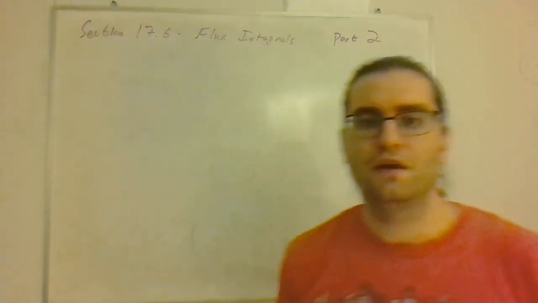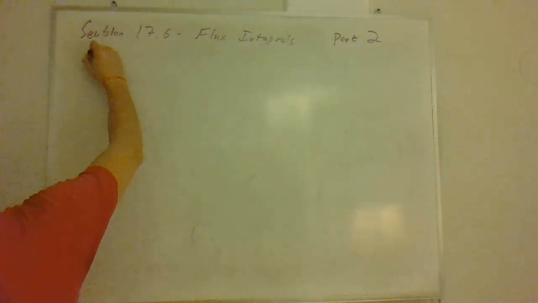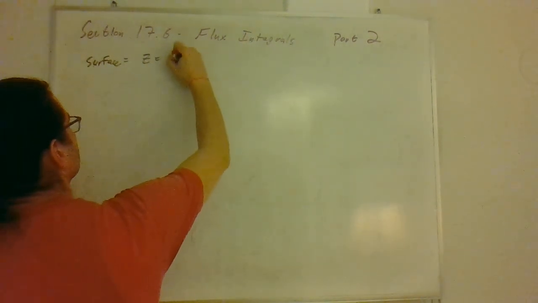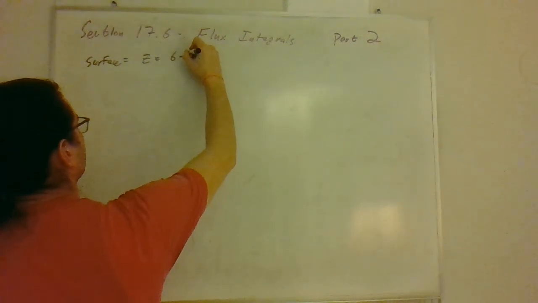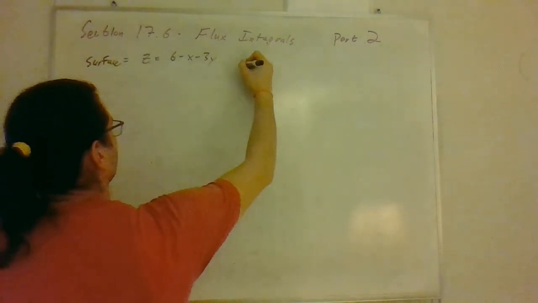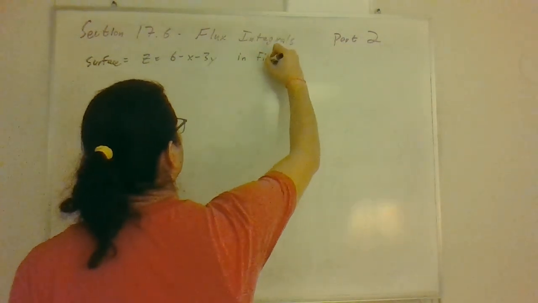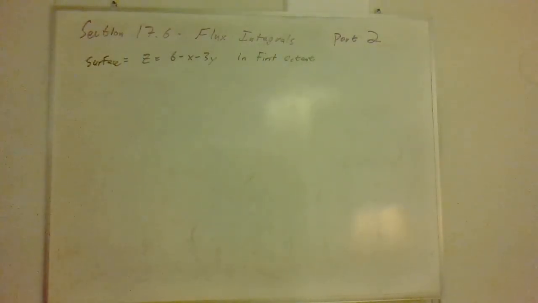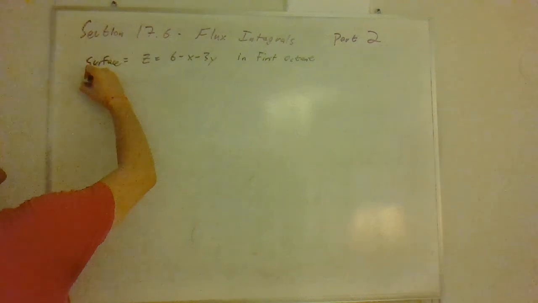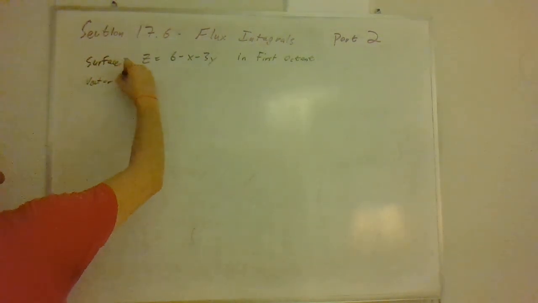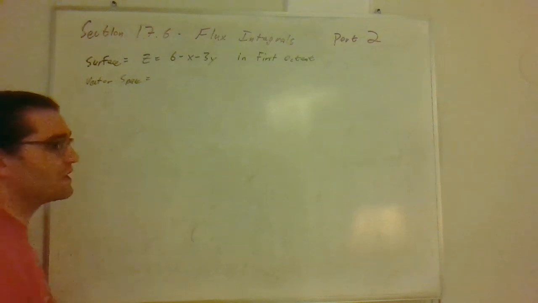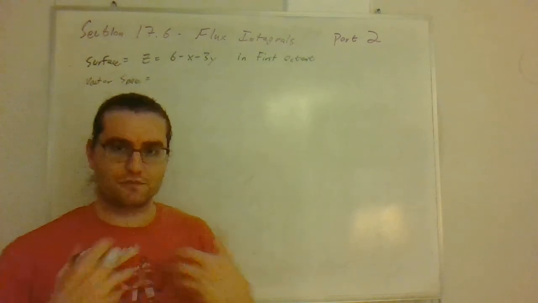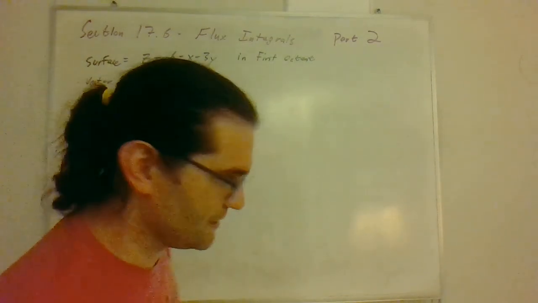Here we go. So I want to take a look at the surface z equals 6 minus x minus 3y in the first octant. And I want to do f vector space. I want to start out with a very simple vector space here, and then I want to do the same problem with a much more interesting vector space so we can see how that changes things.